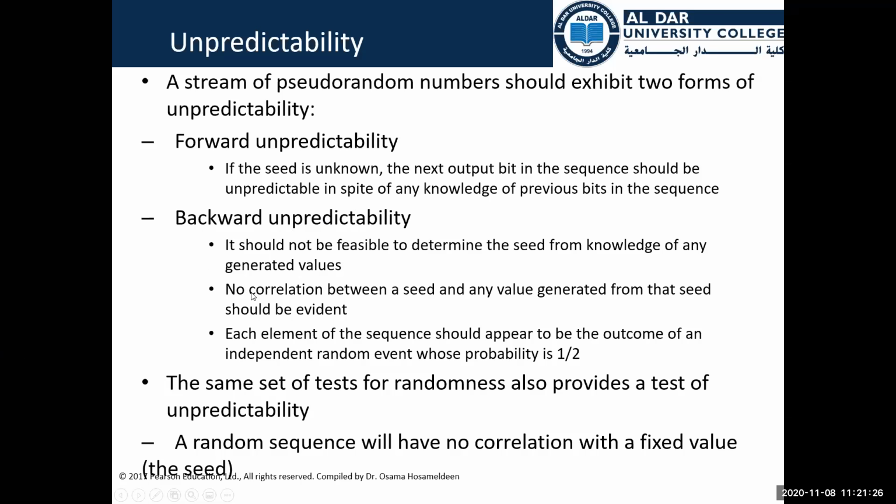In other words, no correlation between a seed and any value generated from that seed should be evident. No correlation. And the last important characteristic is that each element of the sequence should appear to be the outcome of an independent random event whose probability is 0.5, or half. 0.5 means half. Okay.